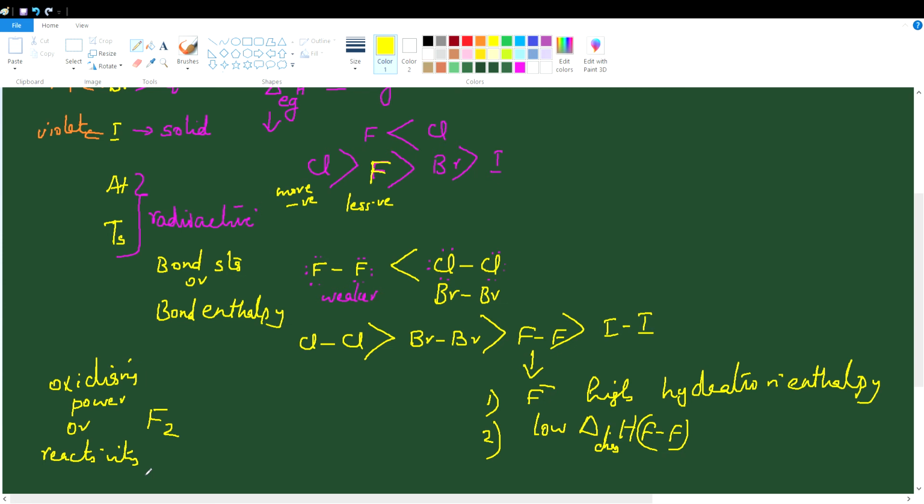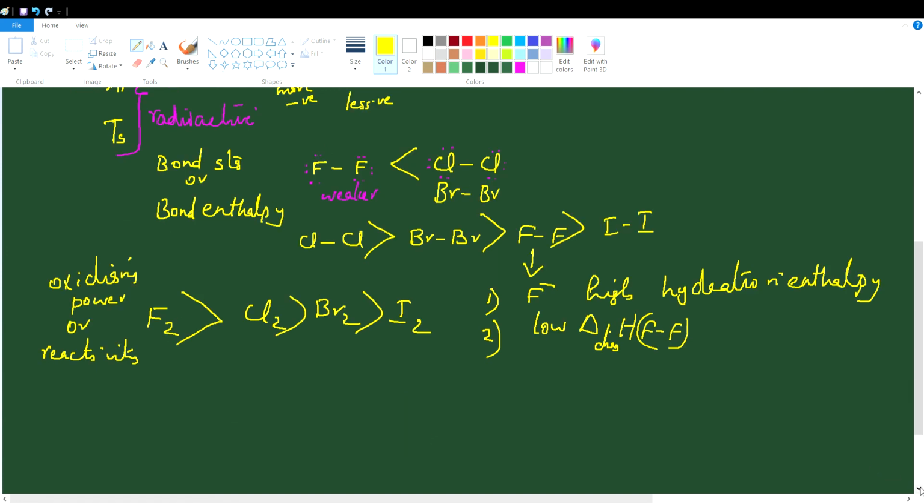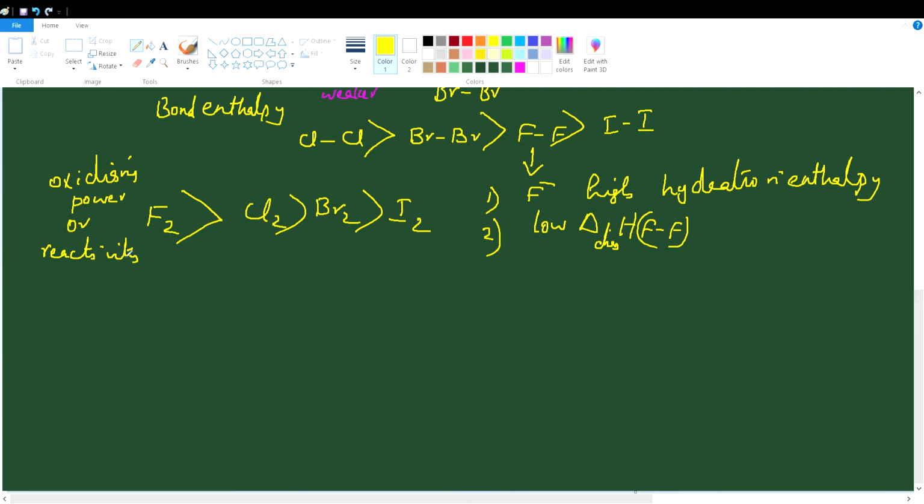fluorine is most reactive. It is the strongest oxidizing agent, and down the group among halogens, oxidizing power decreases. Reactivity also decreases. That means fluorine is more reactive than chlorine, than bromine, than iodine. Iodine is least reactive. Strongest oxidizing agent is fluorine. Weakest oxidizing agent is iodine. Why is fluorine the strongest oxidizing agent? Because fluorine bond dissociation enthalpy is very low and fluoride ion hydration enthalpy is very large.